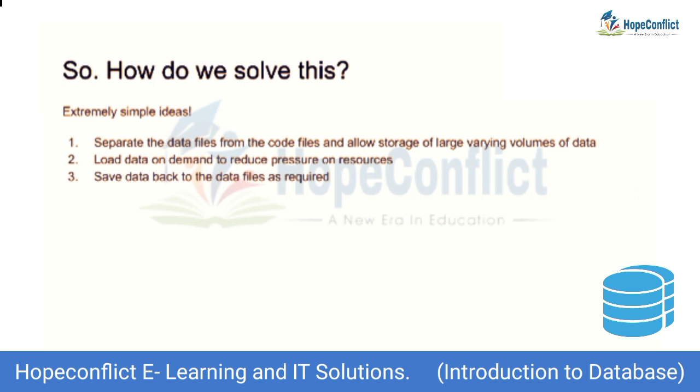What would be the most intuitive thing to do would be to separate the data files from the code files. And this would allow us to store very large and sort of variable amounts of data, because we just have separate files to store data. Whenever we need the data, we just load it on demand from that, so that way we don't have to worry about the volume of data. We can just load the subset of data that is required from those files.